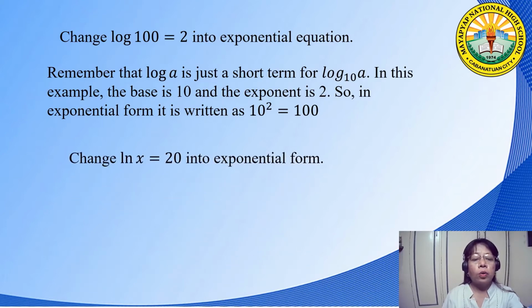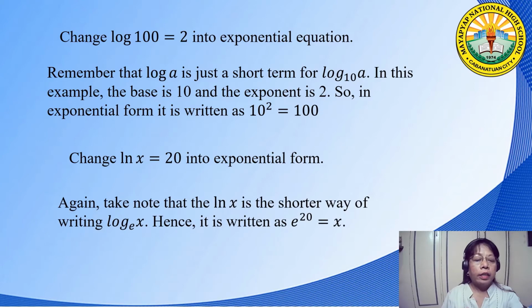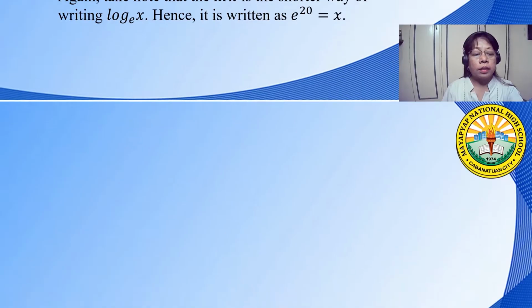Change ln x equals 20 into exponential form. Again, take note that ln x is the shorter way of writing logarithm of x to the base e. Hence, it is written as e raised to 20 is equal to x.